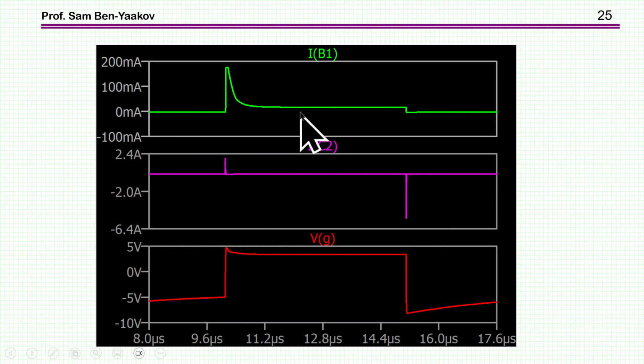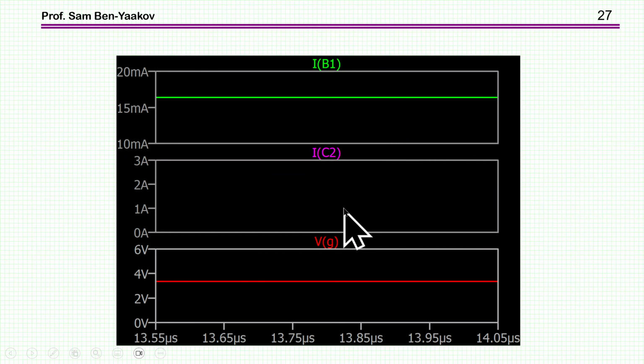And here is the current of the diode. Due to the peak of the gate voltage, there is an increase here. But then during the on time, we have this value here. Now zooming in, we see that during the on time, the voltage of the gate is about 3.7 volt maybe, and then the current of the diode is about 16 or 17 milliamp. This is just about the values that I discussed earlier.